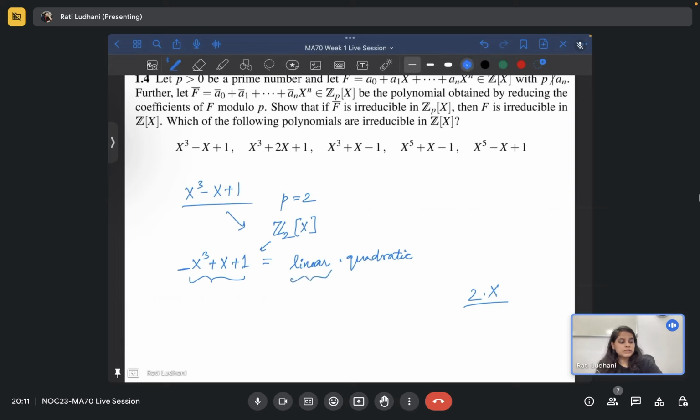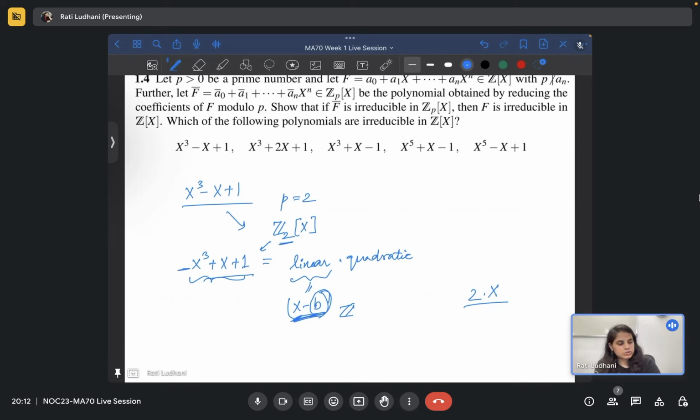Now linear means there is some root, because a linear factor will be of the kind x minus b. Because this is monic and you are in an integral domain, the degree will add up. You are in Z2, so don't worry about the rest; I can ignore this fact. So you have x minus b, which means there is some root of this in Z2. When you apply 0 or 1, you will get something like that.